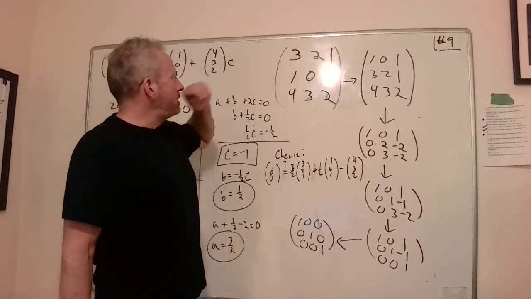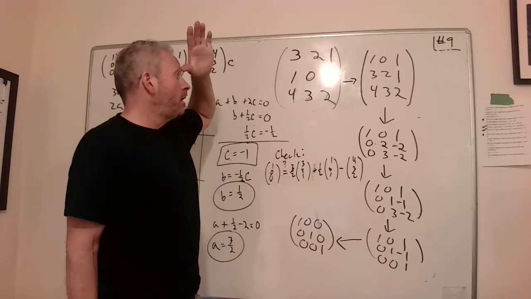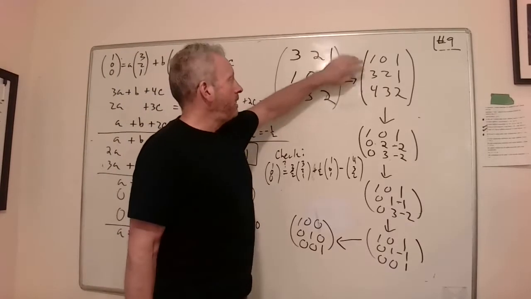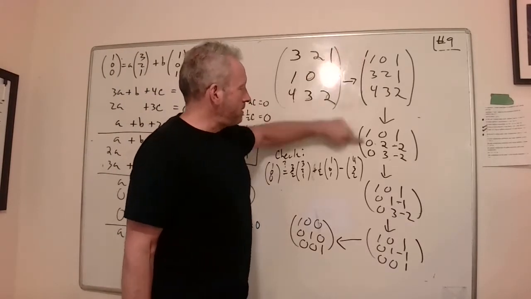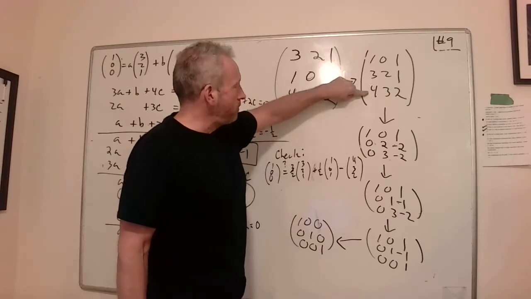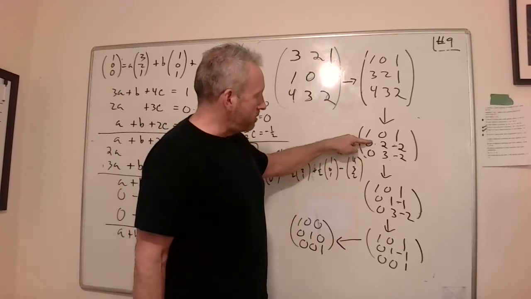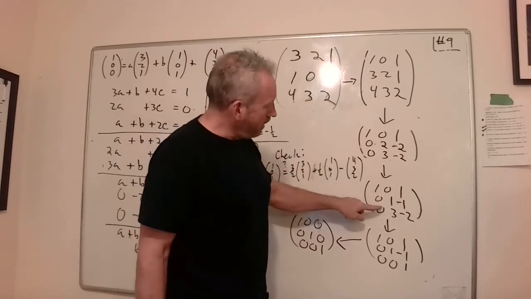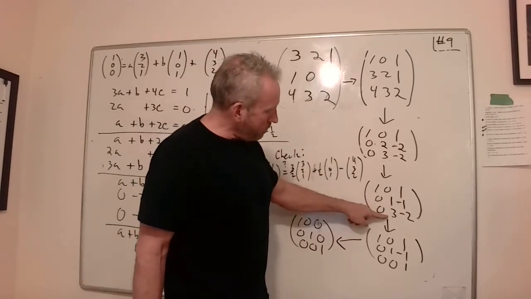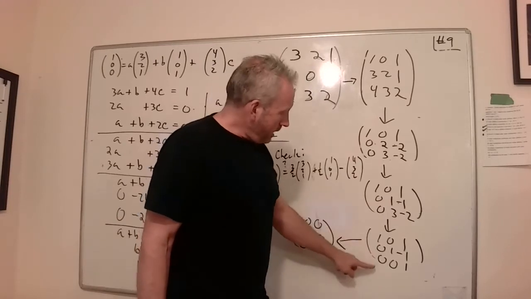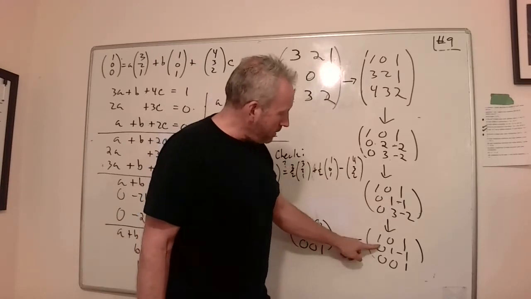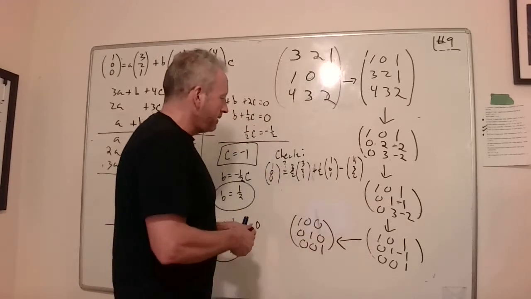So what did I do? Let me see. I switched these rows, and then I subtracted 3 of these from this. They gave me this. And I subtracted 4 of these from this. They gave me this. And then I divided this row by 2 just to make it a little bit nicer. And then I subtracted 3 of these rows away from that and got this. And then I took this row minus this row and this row plus this row, and I got this.